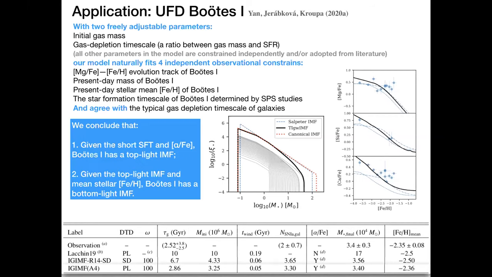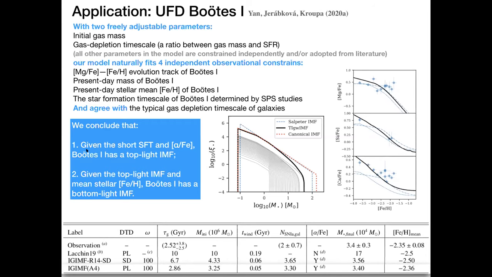So in conclusion, this adjustment suggests that the IMF for the low mass stars should be flatter, so less low mass stars. So if you have less low mass stars, you increase your metallicity.